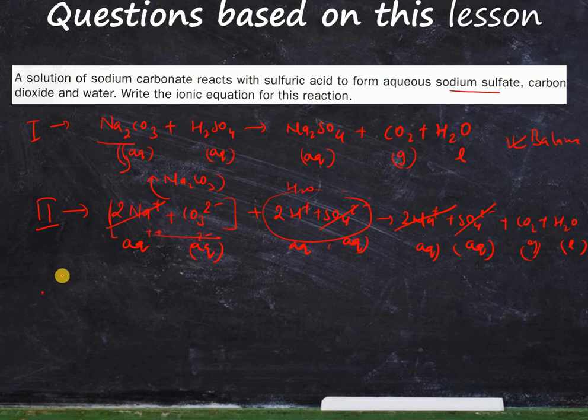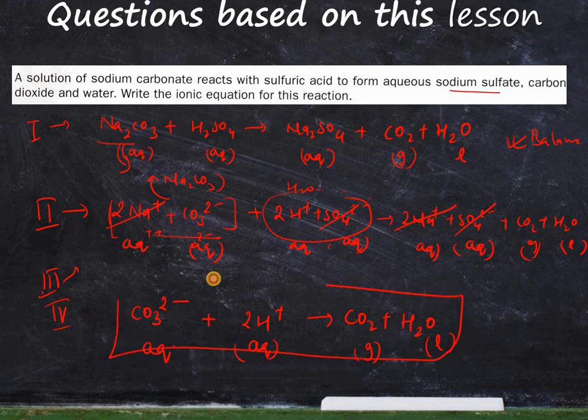The third step is to remove the spectator ions, which we have already removed here. Now we write the final ionic equation, which will be CO3 2 minus plus 2H plus, giving CO2 plus water. Write the state symbols: liquid, gas, aqueous, and this is also aqueous. So this is our net ionic equation. As the name suggests, net means what remains after everything is cancelled, and you have to write the equation like that.